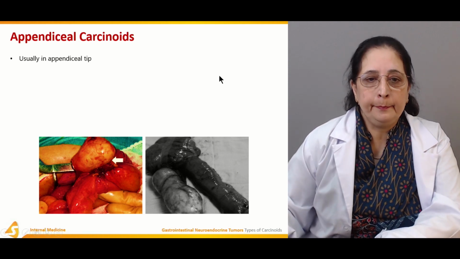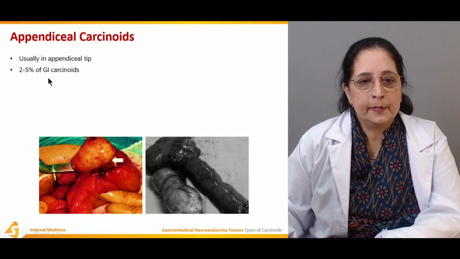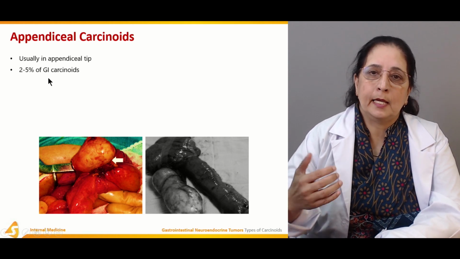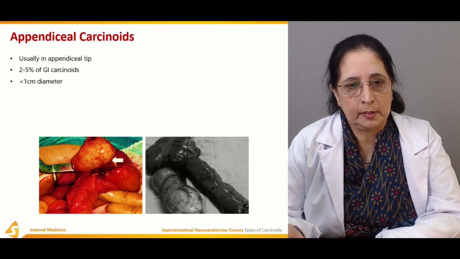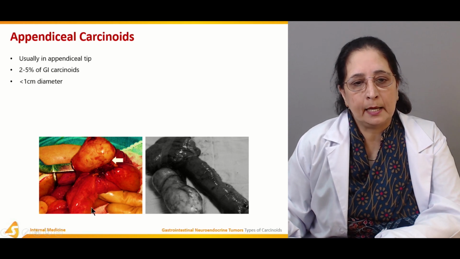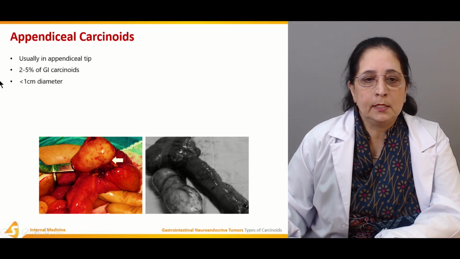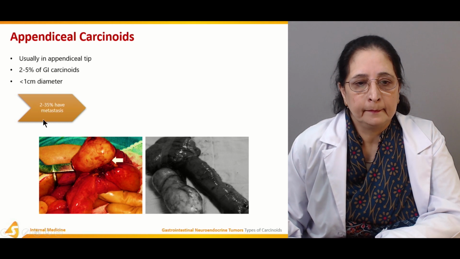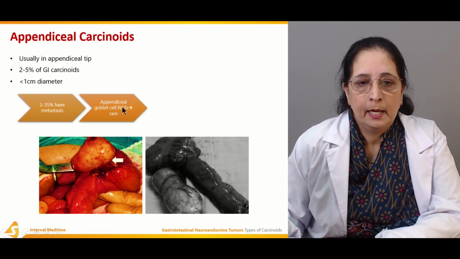Usually in the tip of the appendix. 2 to 5% of gastrointestinal carcinoids are appendiceal carcinoids. Less than 1 centimeter in diameter. Here you can see the appendix, that's big and swollen, less than 1 centimeter in diameter. 2 to 35% have metastasis.